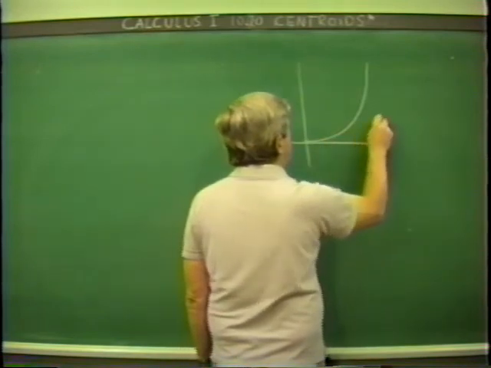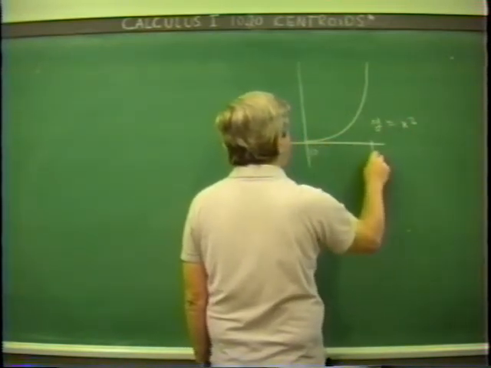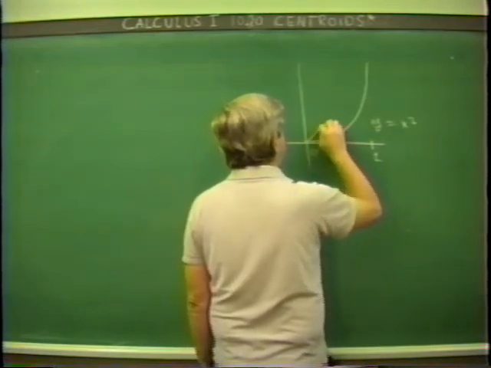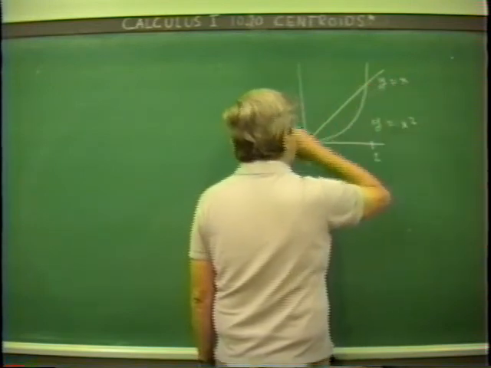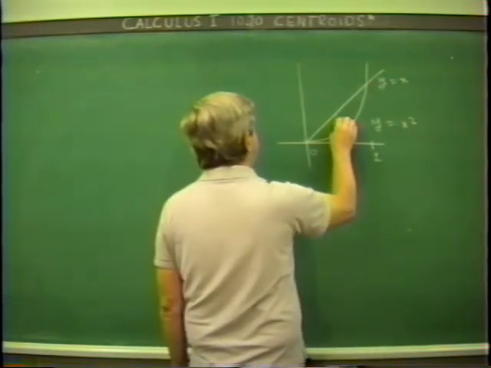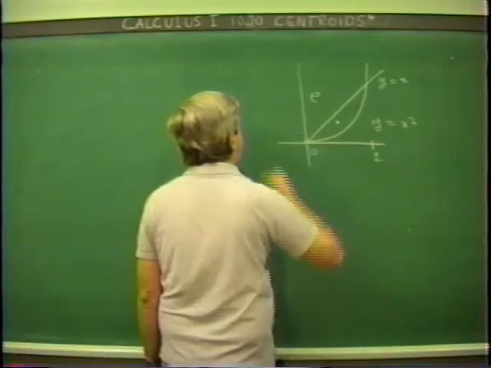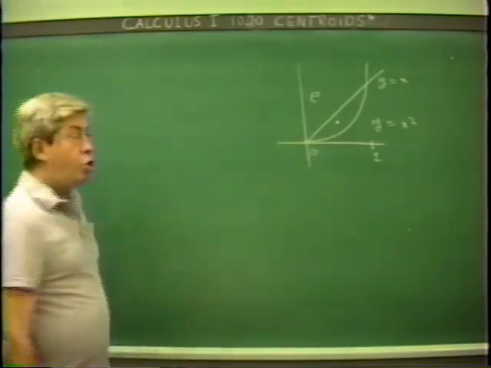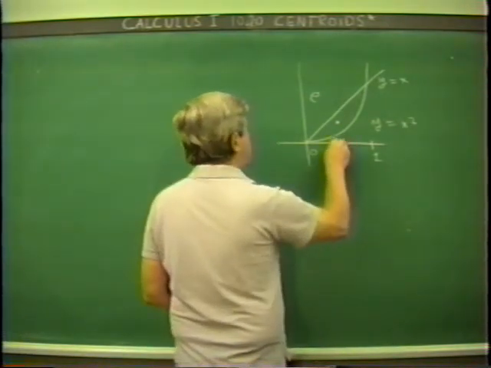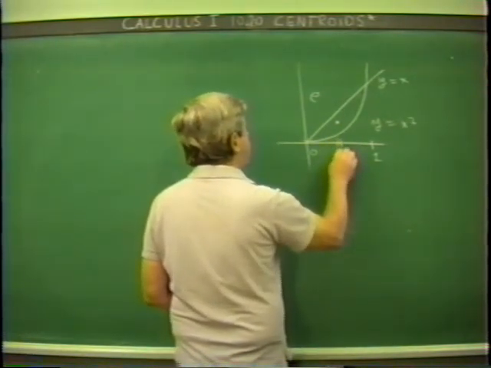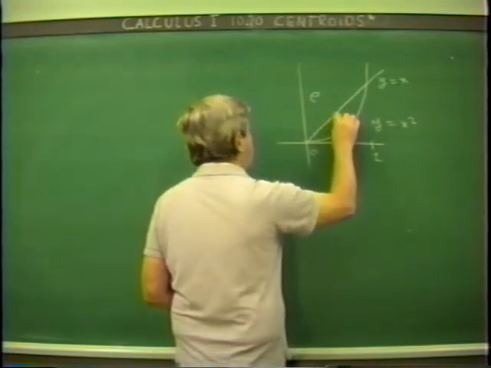Okay, let's take a look at a specific example. Let's suppose that we're looking at the region between y equals x squared, where here's 0 and here's 1, and y equals x. And let's suppose we wish to find the centroid or center of gravity of this region, and we're assuming that it's going to be given a uniform density rho.